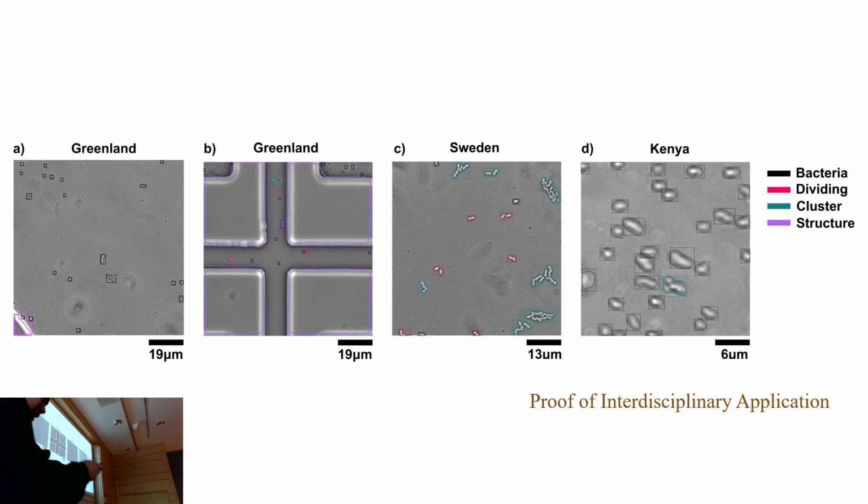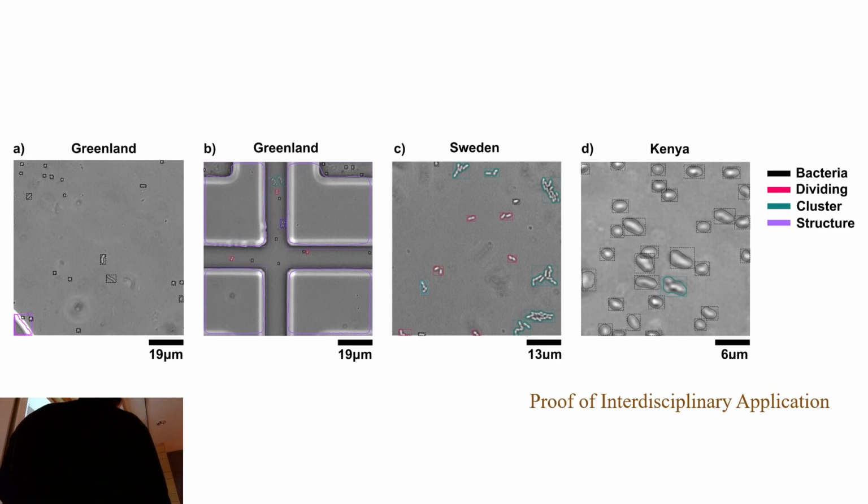This is what it looks like. So for the sample from Greenland here, on the A, you could see it's more like open space. Inside here we have bacteria, then the purple ones are the structure, and the B is a different structure, like within a maze. And then in Sweden and Kenya, the images have lower resolution, but it has no problem identifying and counting them.